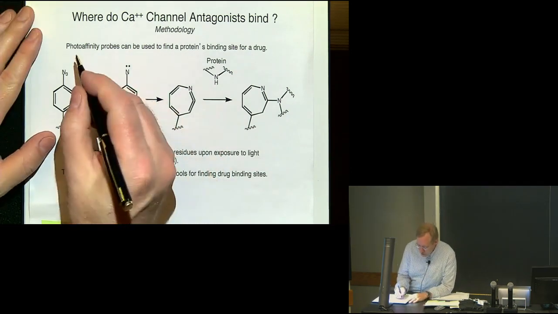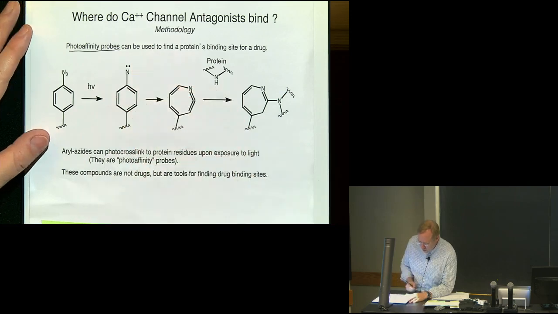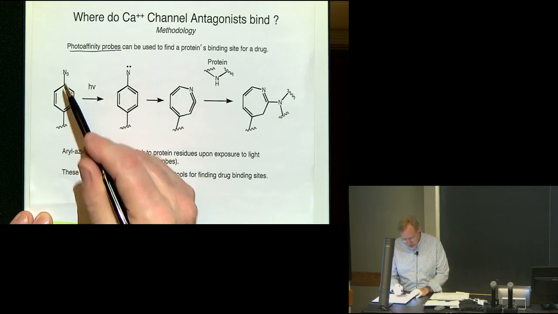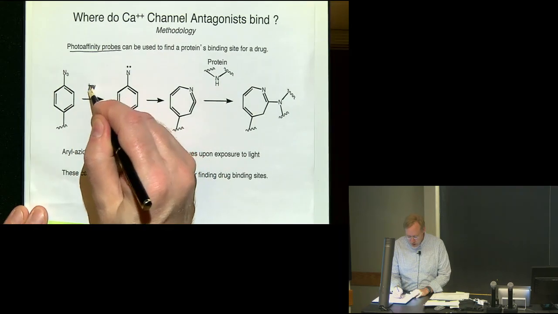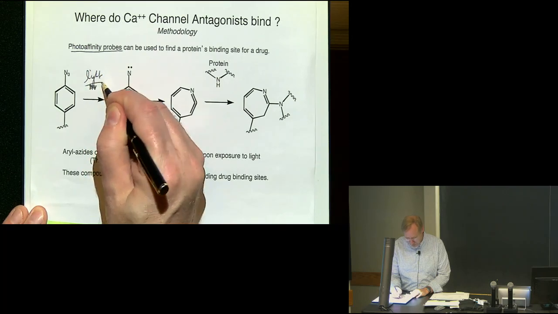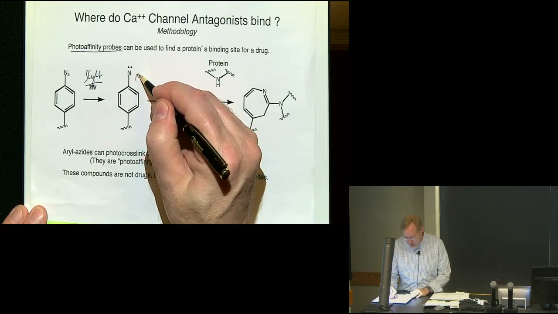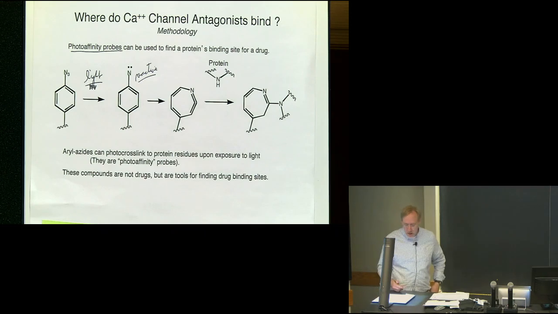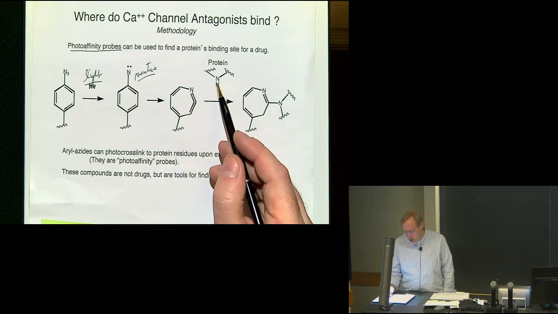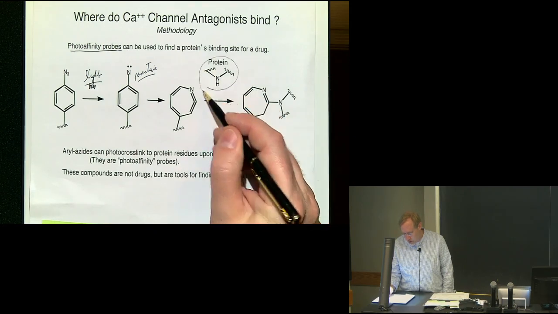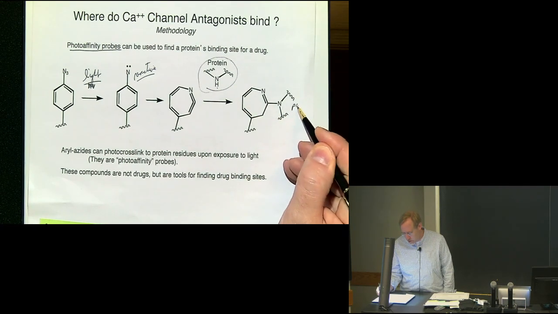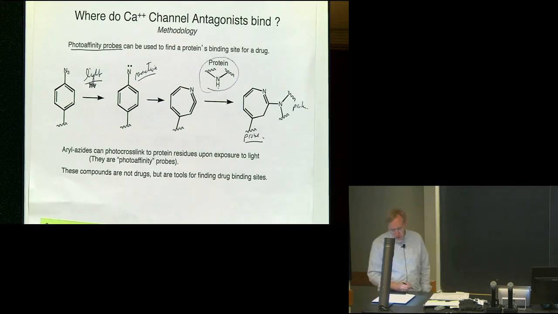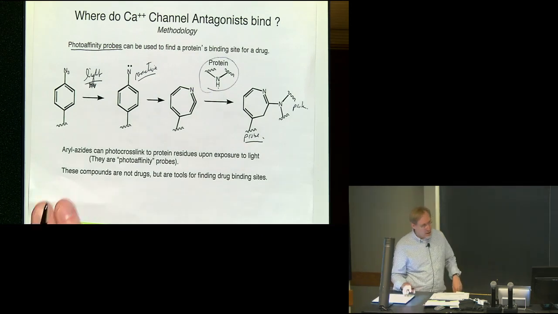And one of these methods is called using photoaffinity probes. And this is just sort of a general description. You'll have a group such as this. It's called a phenylazide. And when you shine a certain kind of light on this, it makes a really reactive species. I'm not going to ask you to know the chemistry, but I do kind of want you to know the technique. This makes something super reactive, and what it will do is react covalently with residues in the protein to give a new covalent link between the protein and the probe. So these are kind of like tools for finding out where drugs bind.